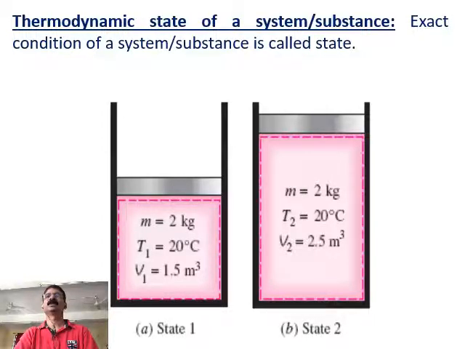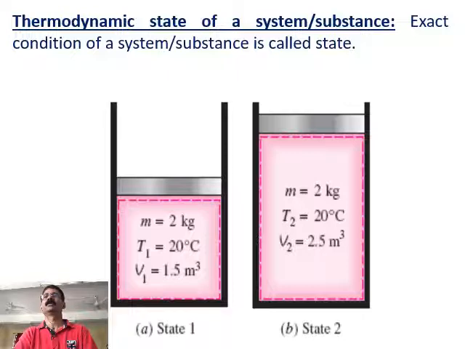So volume has increased. So one of the parameters, one of the variables, has changed its value. Then we call it as the system has undergone a change of state. Here this is called state 1, whereas this is state 2.